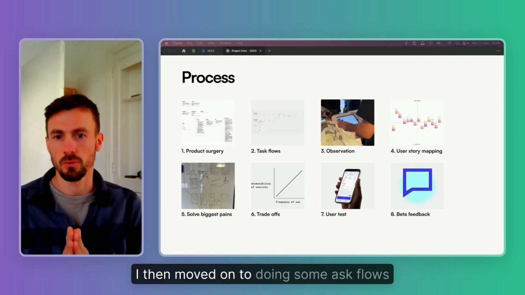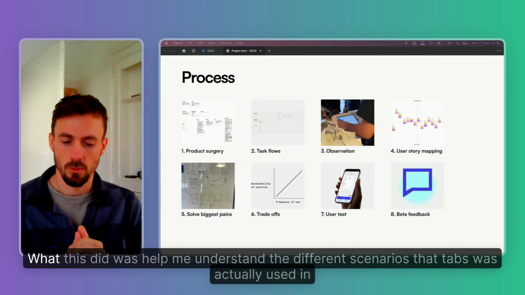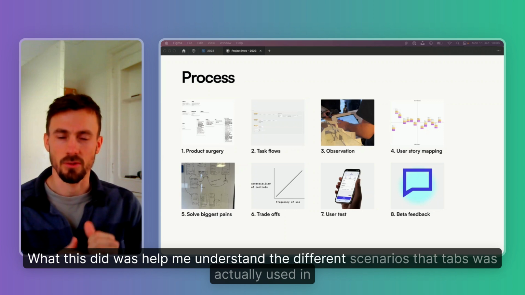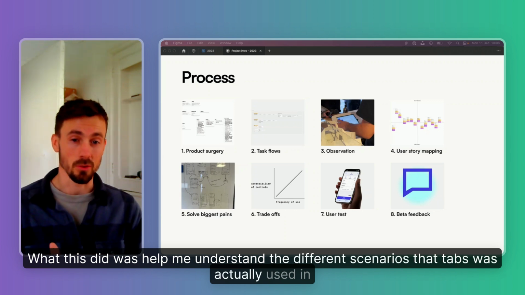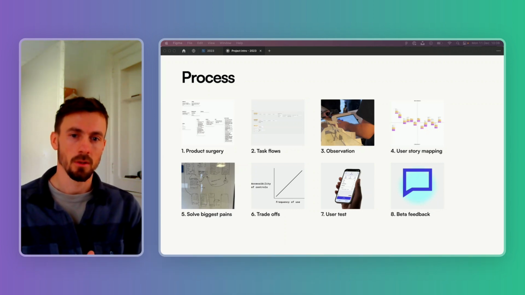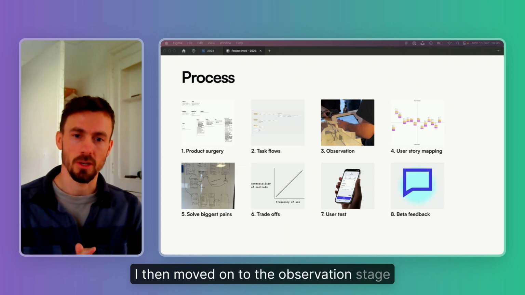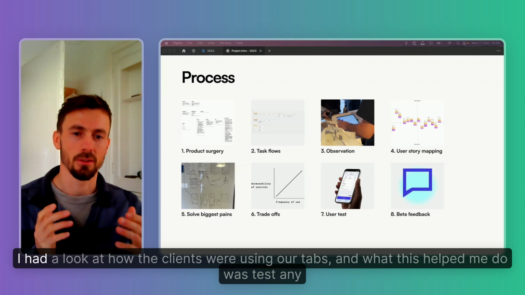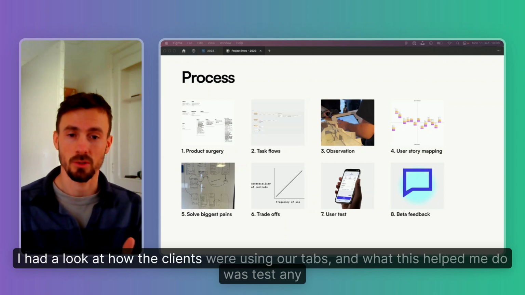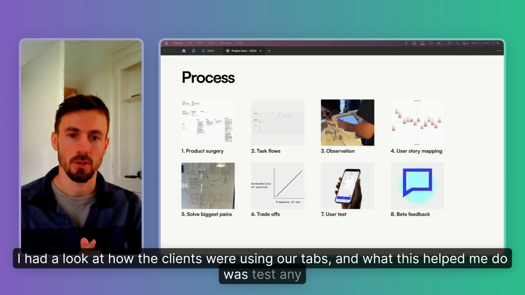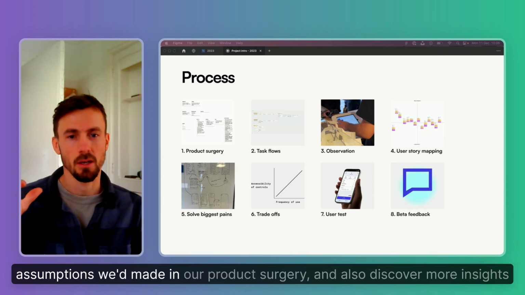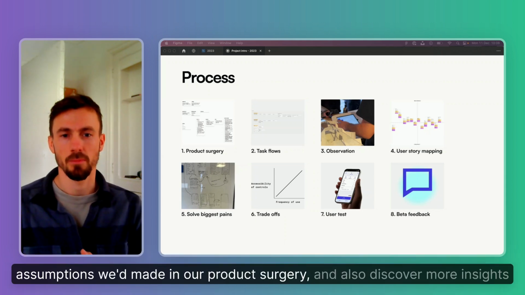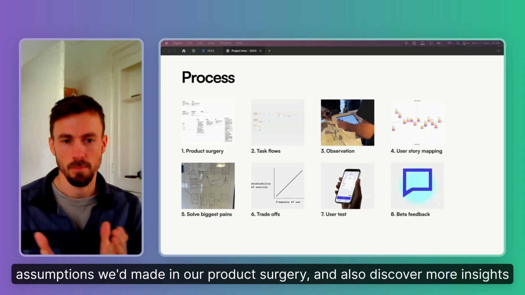I then moved on to doing some task flows. What this did was help me understand the different scenarios that tabs was actually used in. I then moved on to the observation stage. This is where I went to a bar. I had a look at how the clients were using our tabs, and what this helped me do was test any assumptions we'd made in our product surgery and also discover more insights.